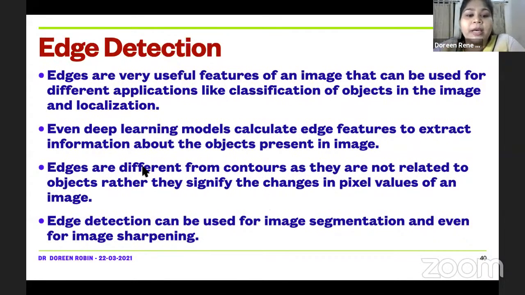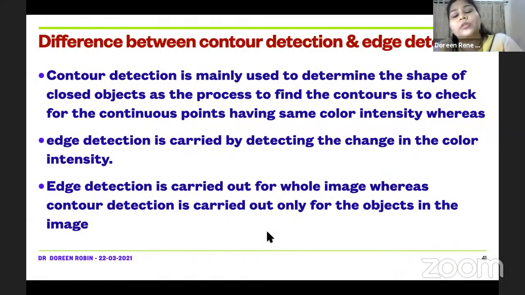Edges are different from contours, so you should be very careful. What is edges, and what is contours? Edges and contours are different and not related. Edge detection is used for image segmentation and for image sharpening. Make this point very clear in mind. Edge detection, where do we use? It is used for segmenting images and also image sharpening. Then what is contour detection?